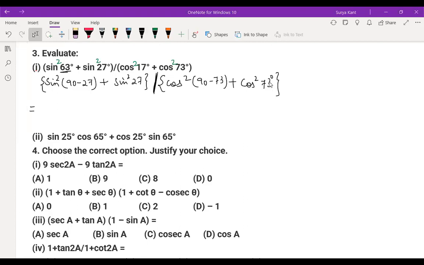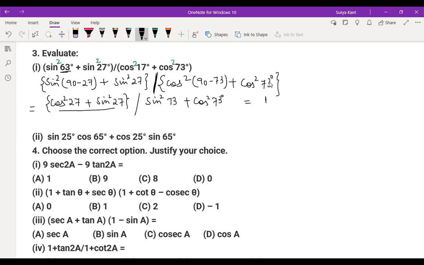All right, children. So see, sine square 90 minus theta, that is your cos square theta. So cos square 27 plus sine square 27 is your numerator, divided by cos square 90 minus theta, that is sine square theta, sine square 73 degree plus cos square 73 degree. So this is a combination of identity, right? Sine square theta plus cos square theta is equals to what? 1. So 1 divided by 1 is nothing but 1. This is your answer.